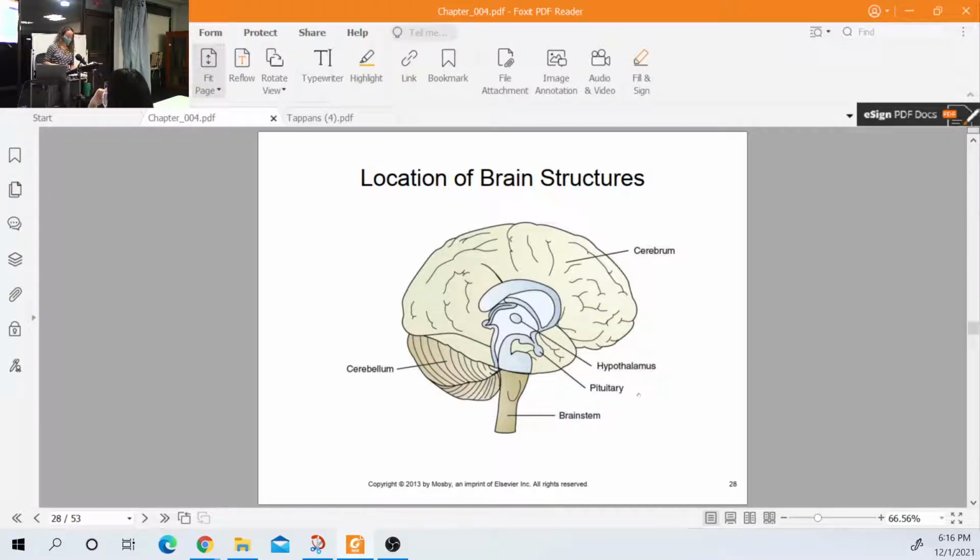So, most of the cerebrum is white matter, and it is covered by what's called the cerebral cortex, which is a very thin, gray area where you have your dendrites and some other cellular stuff. It just helps with coordination.